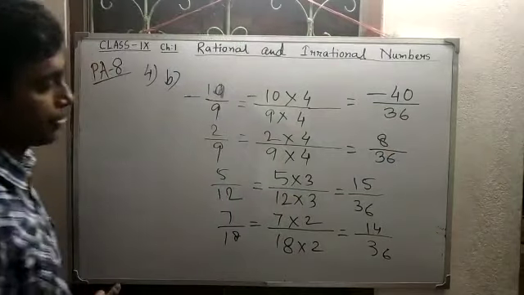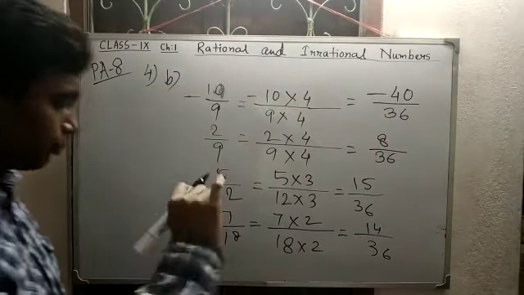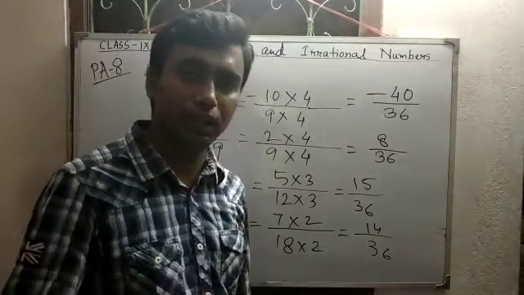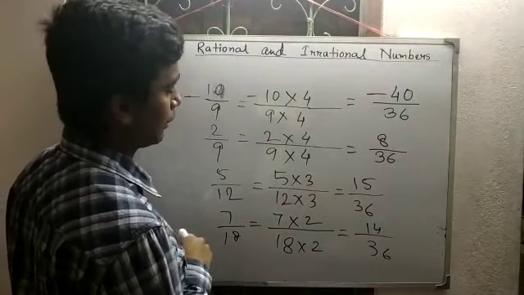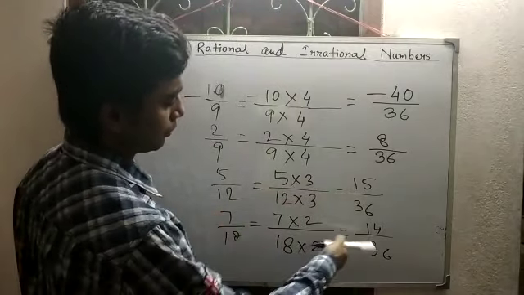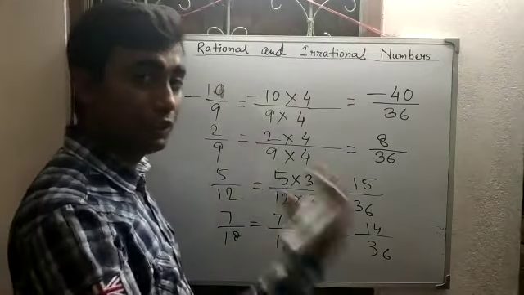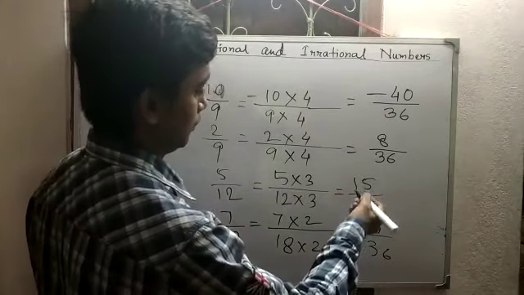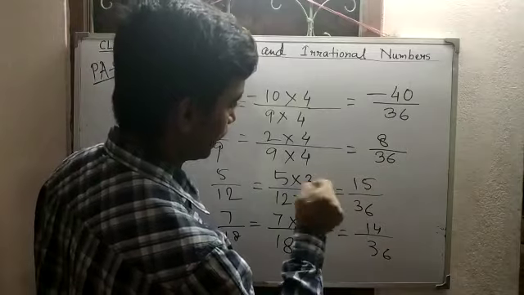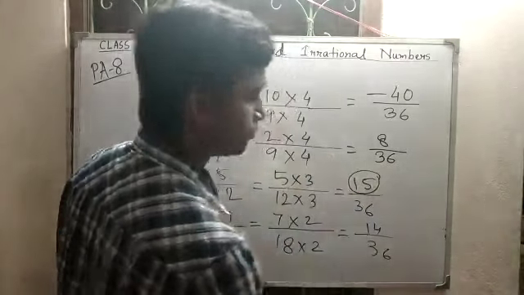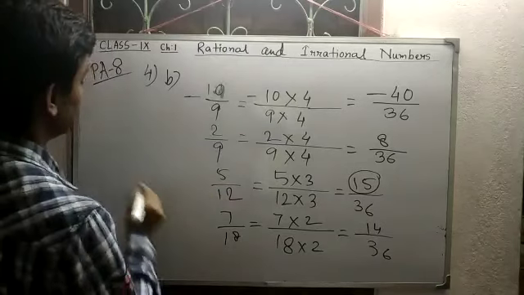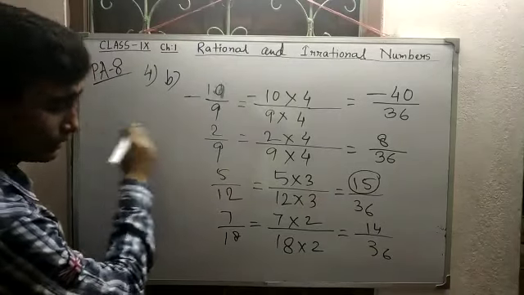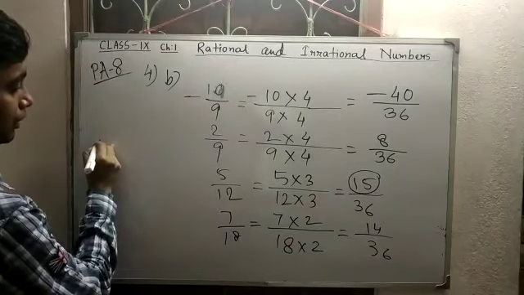Okay. Then we have to write them in descending order. That means the highest number will come at first. So you can see which one is the greatest one, because all the denominators are same. So according to the numerator, we have to write it. Which one is the greater one? This one. So with respect to this number, it is our original number. So you have to write in descending order. It will be 5 by 12.